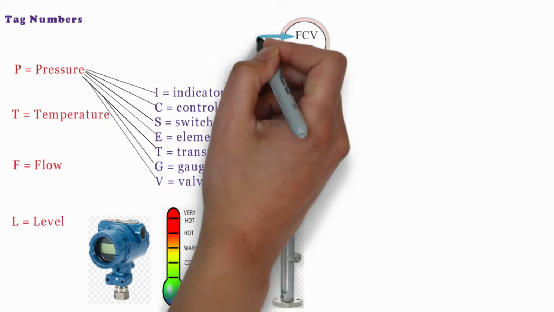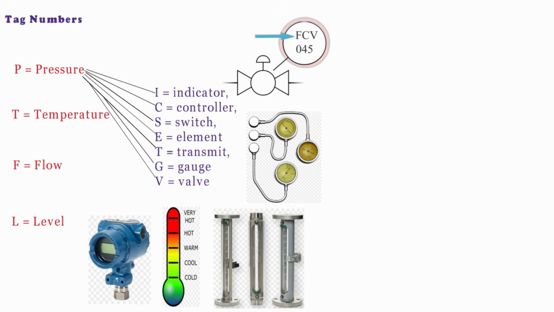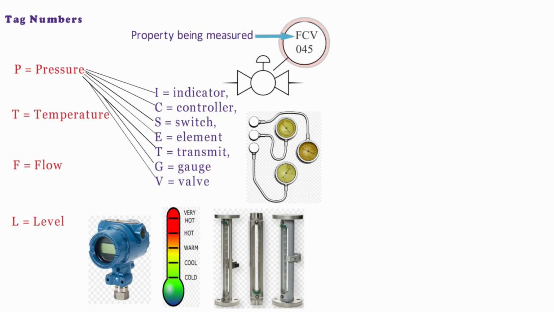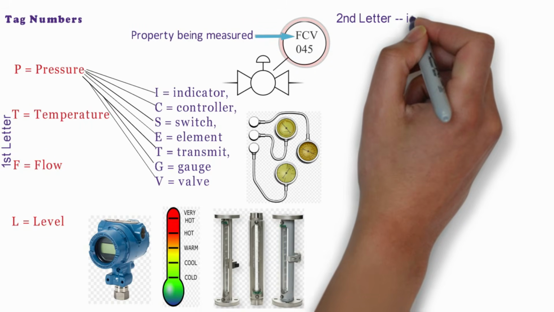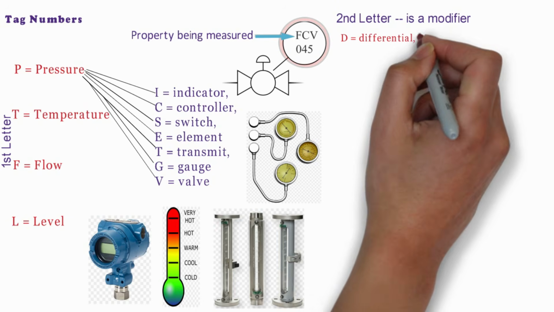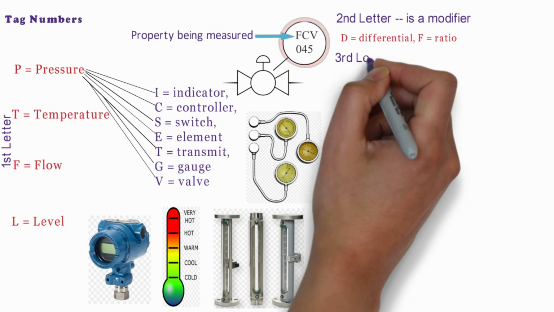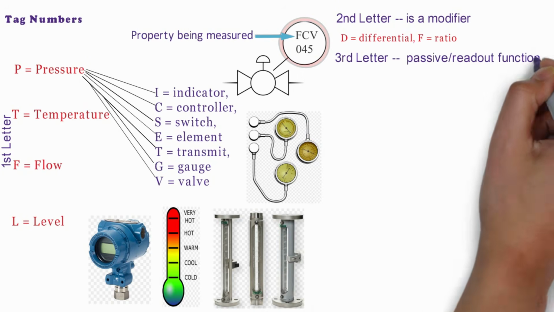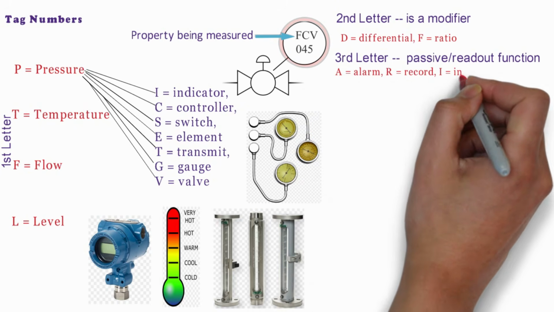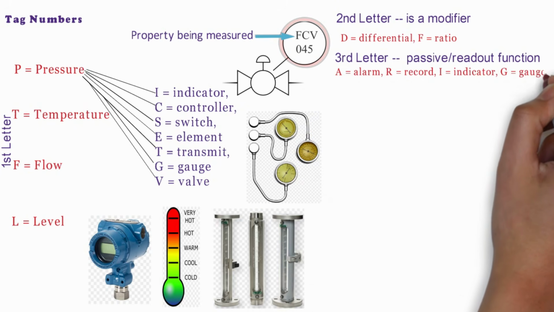The instruments are identified up to 5 letters. 2 are a minimum. First letter is the property being measured, like flow rate, pressure, temperature, and level. Second letter is a modifier, like D is for differential and F is for ratio. Third letter indicates the passive or readout function, like A is for alarm, R is for record, I is for indicator, and G is for gauge.